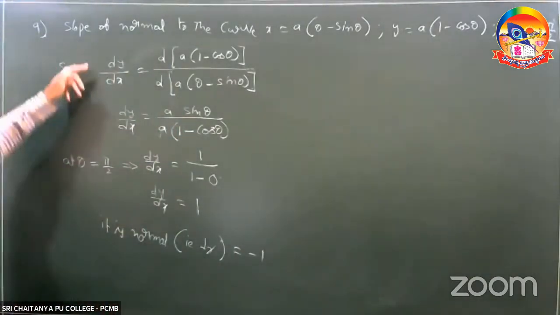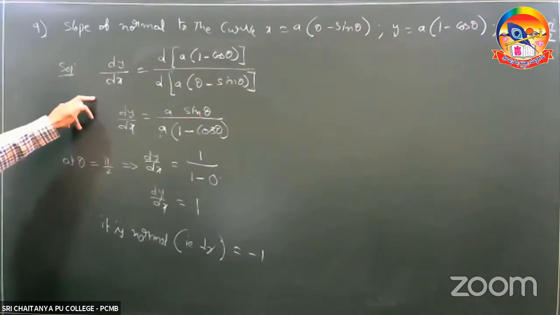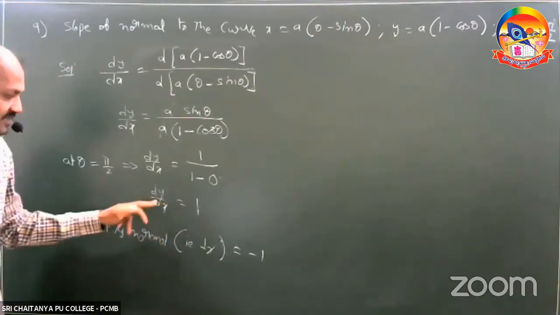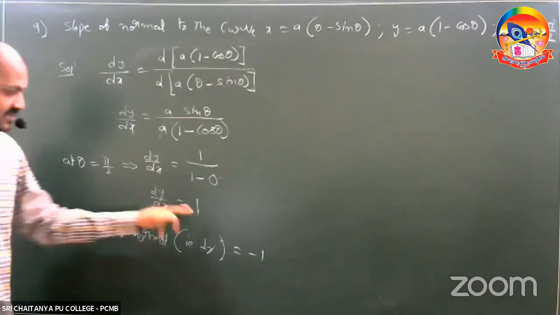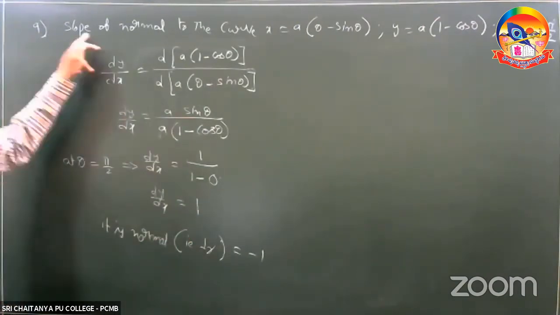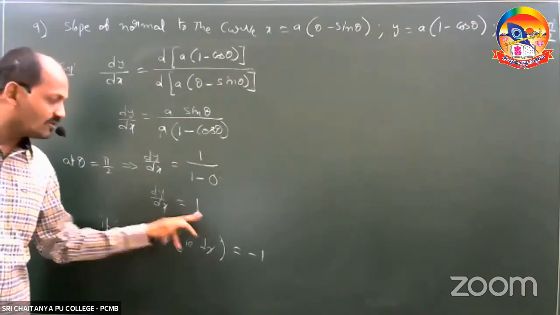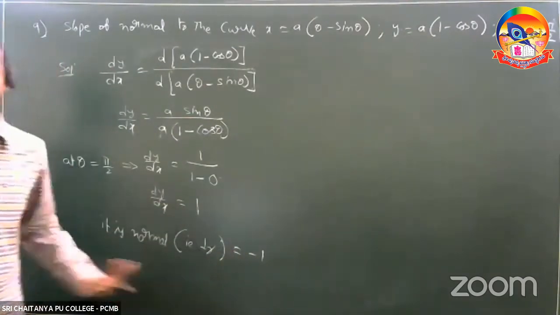Okay? Find dy by dx. Derivative at theta is equal to pi by 2 is 1. It is a tangent. Slope of tangent is 1. But here we have to find a normal. That means perpendicular. So perpendicular slope of 1 is minus 1. Okay? Copy this one.